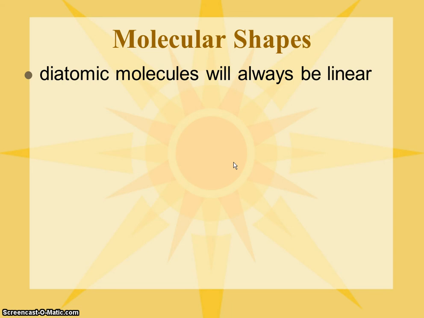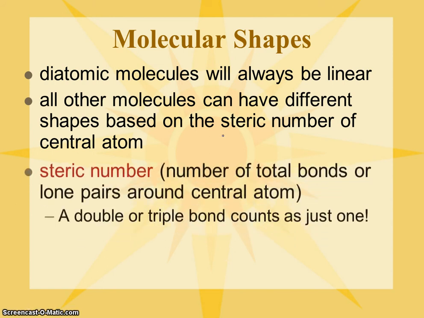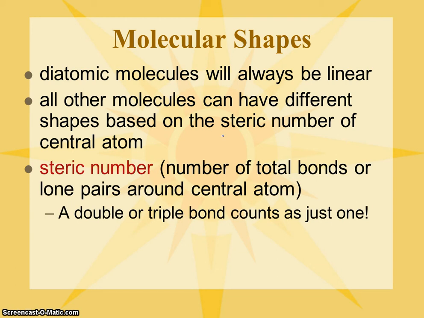As far as what the shapes will be, the easiest rule is if it's diatomic, meaning if it's made of 2 atoms, it will be linear, because the only way you can connect 2 atoms is by a straight line. All other molecules can have different shapes based on the steric number of that central atom. A steric number is the total number of bonds or lone pairs around that central atom.